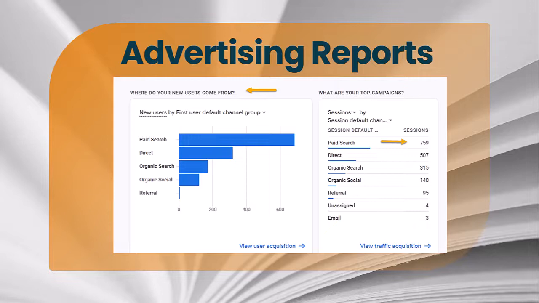Once you have connected your Google Analytics account, then you'll be able to go into your advertising reports and see many different reports that are only available if you have your Google Ads account connected. For example, here you can see where your new users are coming from, and paid search is driving the majority of new users to this account. Then you've got your organic search and organic social. Also, you can take a look at the top campaigns, which campaigns paid search, and then allows you to drill in and see your actual advertising campaigns.